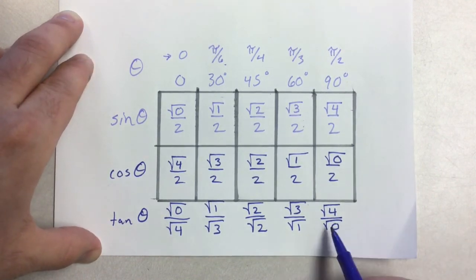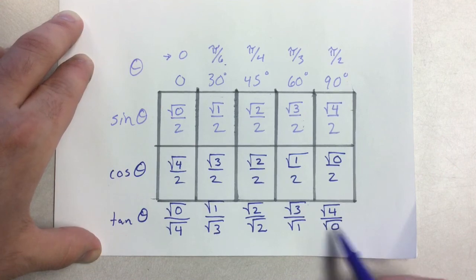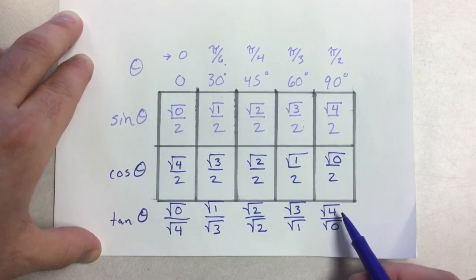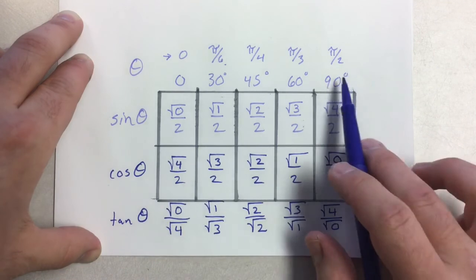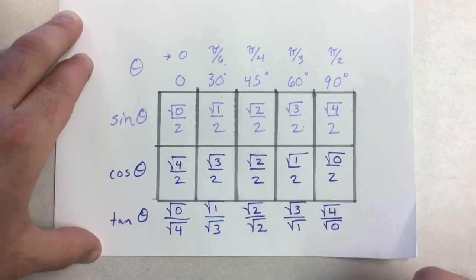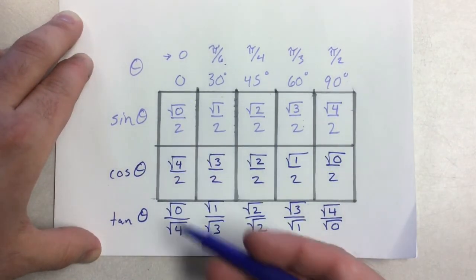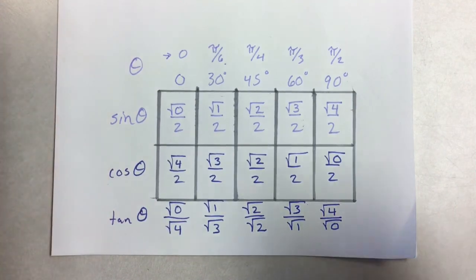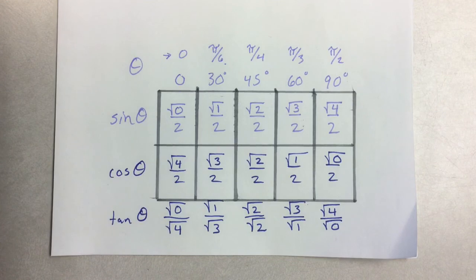Now right there, you go, whoa, 0 in the denominator, that's not good, it's undefined. Well, yes. Tangent of 90 degrees is undefined. Tangent of 0 degrees is 0. So this table, along with our hand, we can now use to know these values for these special angle measures. I wish you the best of luck memorizing this. This is one additional way to know your trig ratios for our special angle measures.